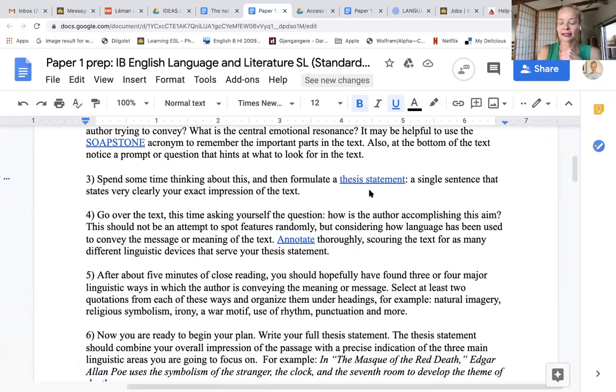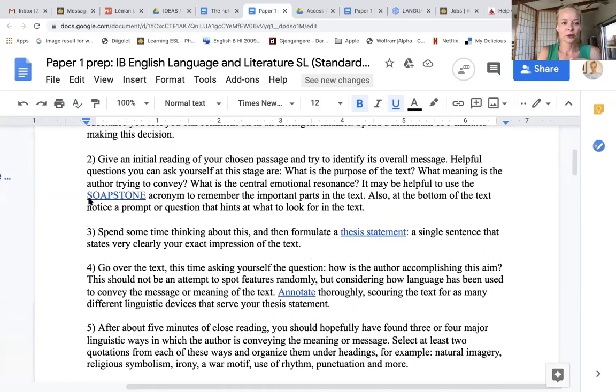As you see here, there's a link, and I'm going to post this with my video on the site, so you can click into all these links. SOAPstone is an acronym for Speaker, Occasion, Audience, Purpose, Subject, and Tone. It's a good acronym to remember, to help you figure out the basic parts of the text that you may want to comment on.